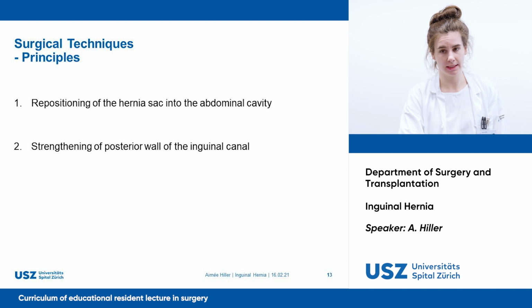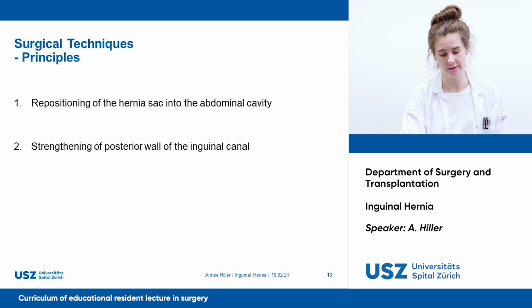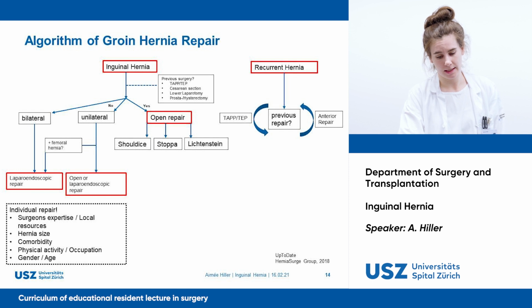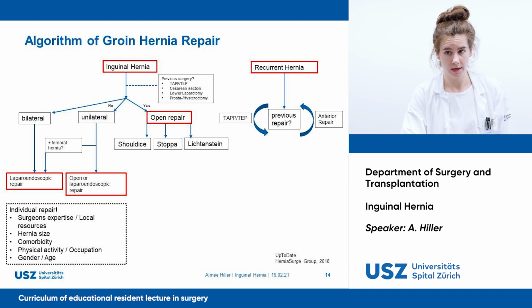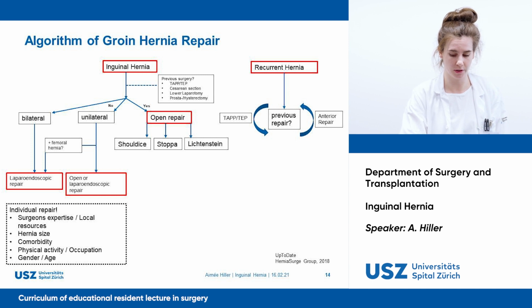Now on to the surgical techniques. So they all pursue the same endpoints. Firstly, repositioning of the hernia sac into the abdominal cavity, and second, the strengthening of the posterior wall of the inguinal canal. So here you see an algorithm of groin hernia repair. If we have a patient with an inguinal hernia who underwent a previous abdominal surgery, we would rather choose an open repair. There we can choose between a mesh-based repair, so either Stoppa or Liechtenstein, or we can choose a suture repair, for example, the Shouldice.